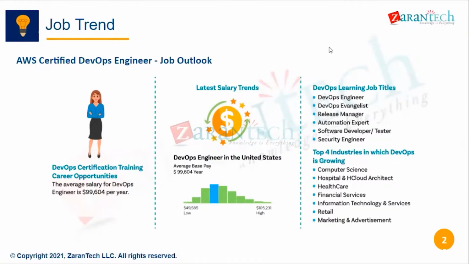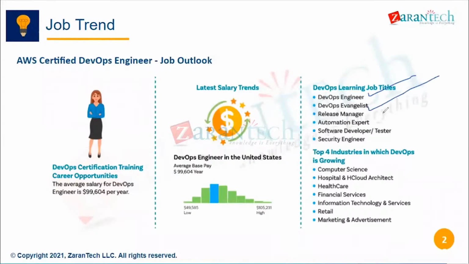And these titles that you have: DevOps engineer, DevOps evangelist, release manager, or build and release engineer. That is one more thing. I worked as a build and release engineer inside Jenkins. I will share my insights also. Automation expert, software developer, security engineer. So in these domains, you have it more.